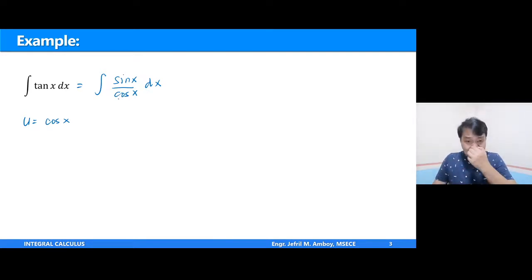So, another very important tip is kinakailangan, pag kumuha ka ng du, yung du wala sa baba. Nasa numerator dapat yung du. Okay? So, that is why ang ginawa natin na u is yung cosine para yung du niya, sin x, nasa taas. So, cosine x dx. Okay? So, we now represent tangent of x in terms of u.